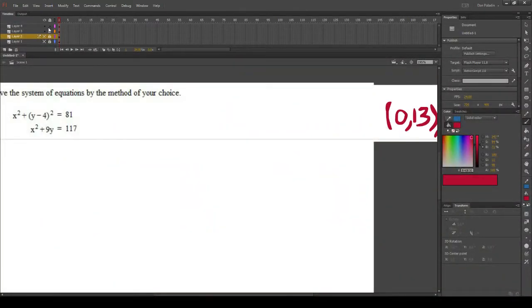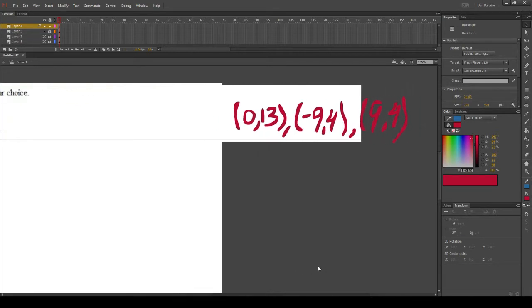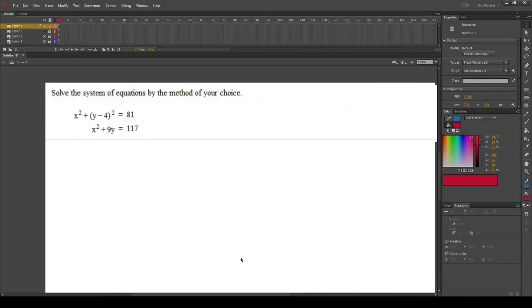Okay, so I need to work here. And I need to get rid of, oh wait, this is the answer for the next ones. It's these guys, 0, 13, negative 9, 4, and 9, 4. Okay, so this one says solve this system of equations by the method of choice. Let's see, what's the easiest way to do this?